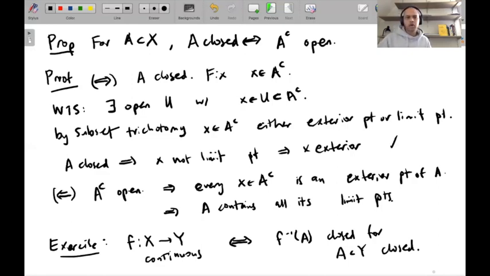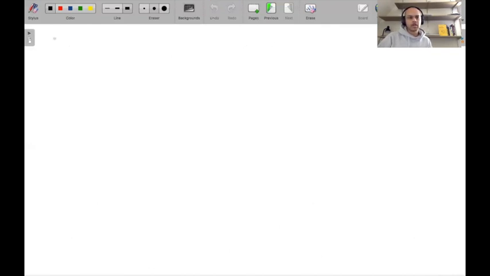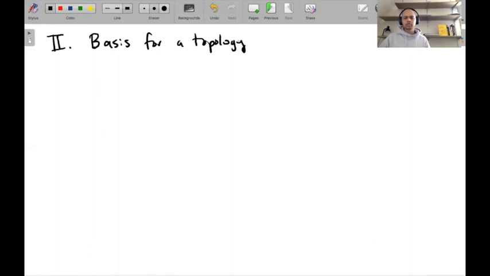All right, so now I want to switch gears and talk about something slightly different, which is the notion of a basis for a topology. This is an analogy to the way that one understands a vector space. By choosing a basis, you can understand a topology on a space in terms of a basis. So let me give you the definition.